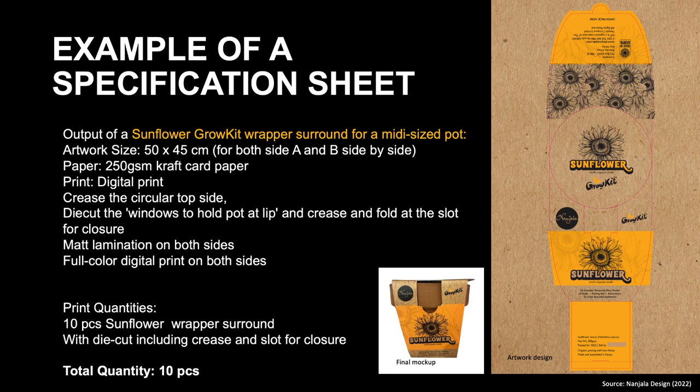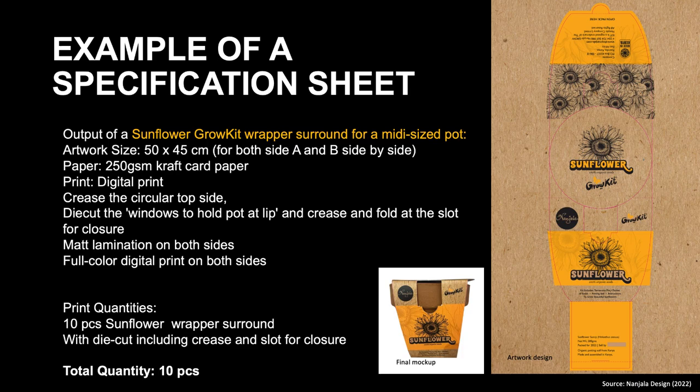Now, what I will read now is what the checklist would have. Definitely it would have the name of the type of file. In this instance, it's Sunflower Grow Kit, Wrapper Surround for a midi-sized pot. You'd also want to name your file something similar. The pre-flight list would also include an artwork size. In this instance, it's an artwork with two sides, side A and side B, and the total artwork size is 50 centimeters by 45 centimeters, right?